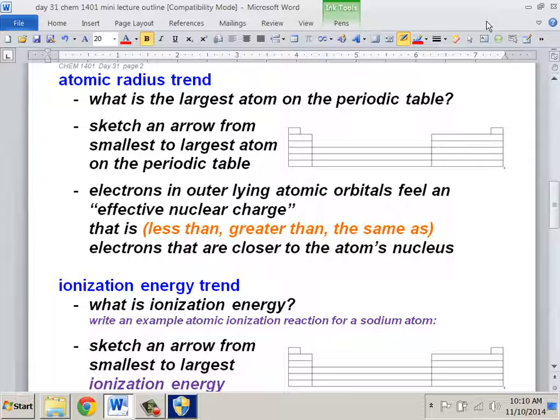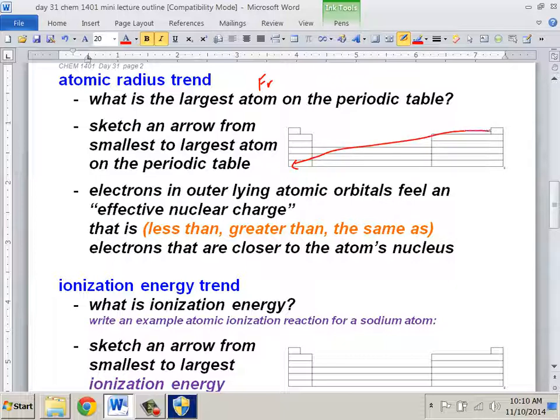Okay, the smallest, because we're supposed to draw an arrow. I guess we should answer this, right? We're supposed to draw an arrow from the smallest to largest, so we better end up at francium. But what's the smallest? Yeah, it's helium. So we'll start at helium, and then we'll draw it all the way down to francium. See if you can draw a diagonal line like that. Not too straight, but that's the idea, from smallest to biggest.